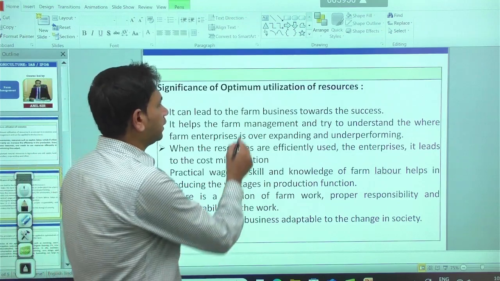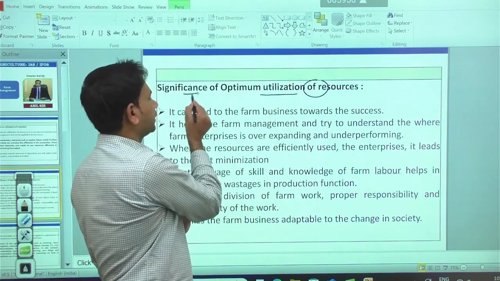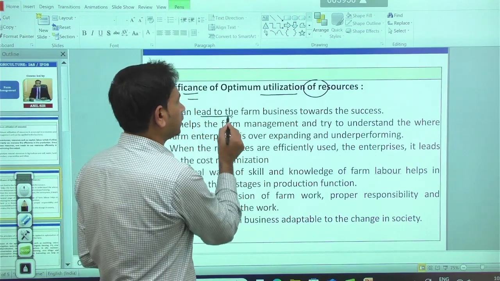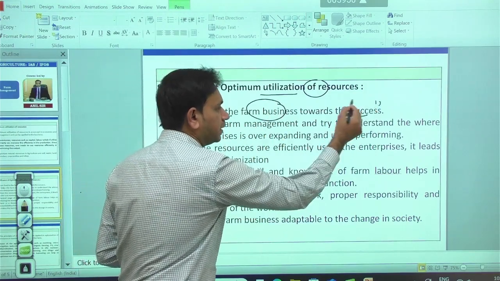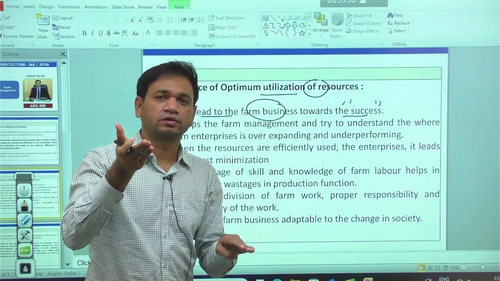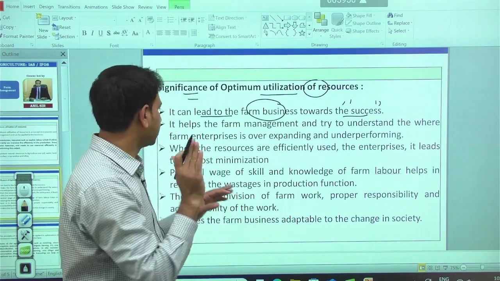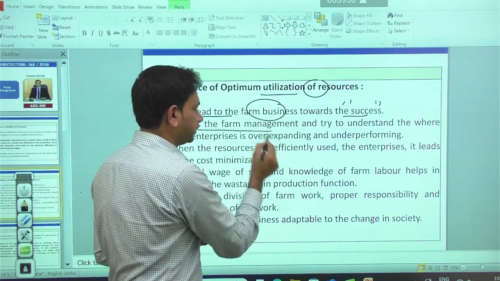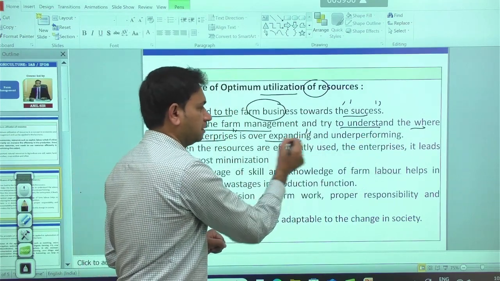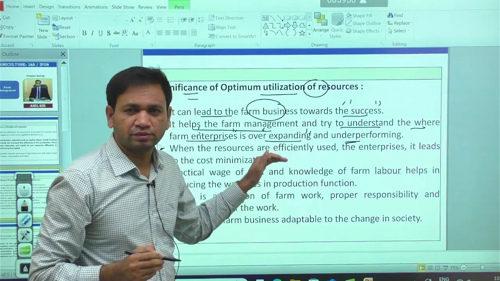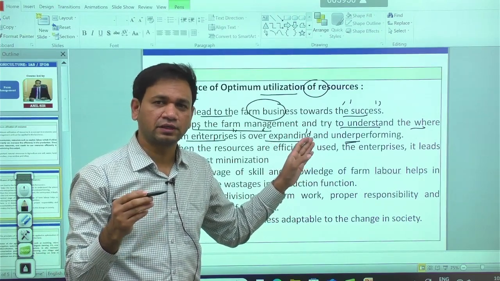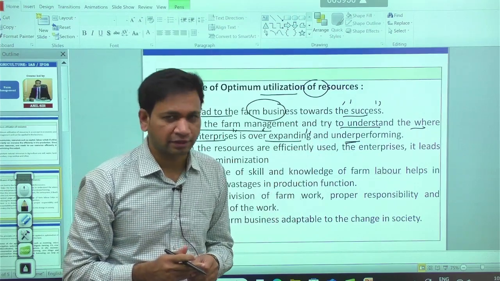When there is optimum utilization of resources, there are some significant benefits for the stakeholders. It can lead the farm business towards success, meaning minimizing the cost and maximizing the profit in the long run for the farmers. That is one benefit. Second, it helps farm management understand where the farm enterprises are overspending and underperforming, because with this process we can check where we have leakages in the production function. According to such leakages, measures will be determined.